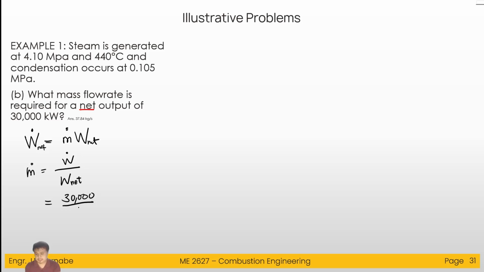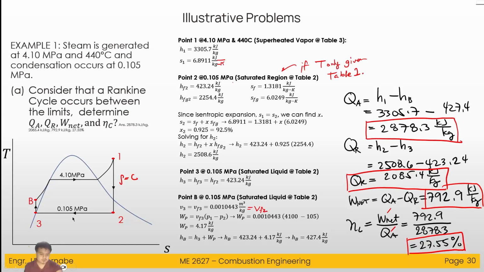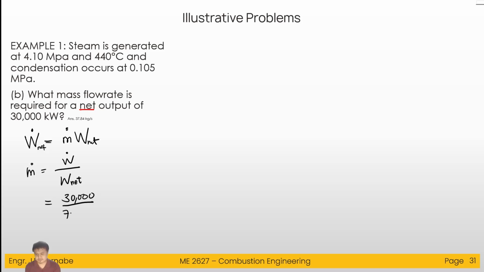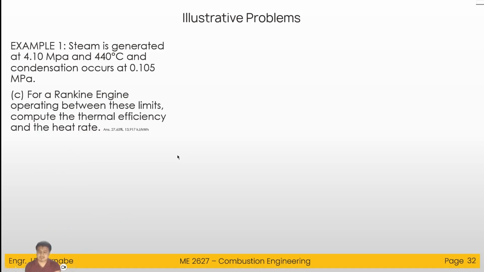Yeah, so straight. 792.9. So this should be 37.84 kilogram per second. So kilojoule per second over kilojoule per kilogram. Okay, kilogram per second.